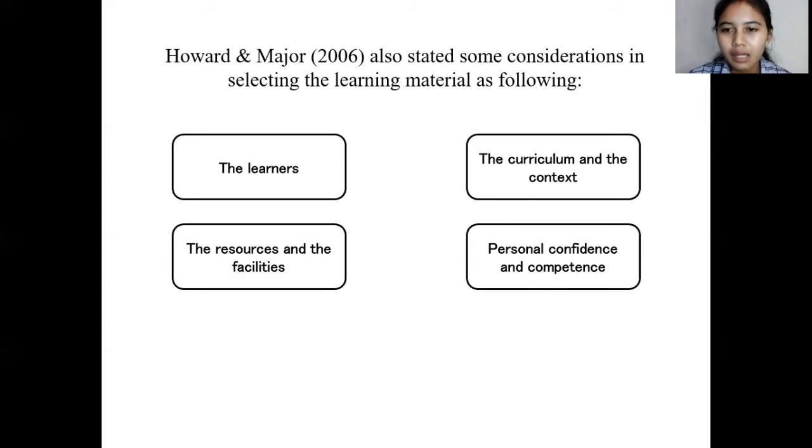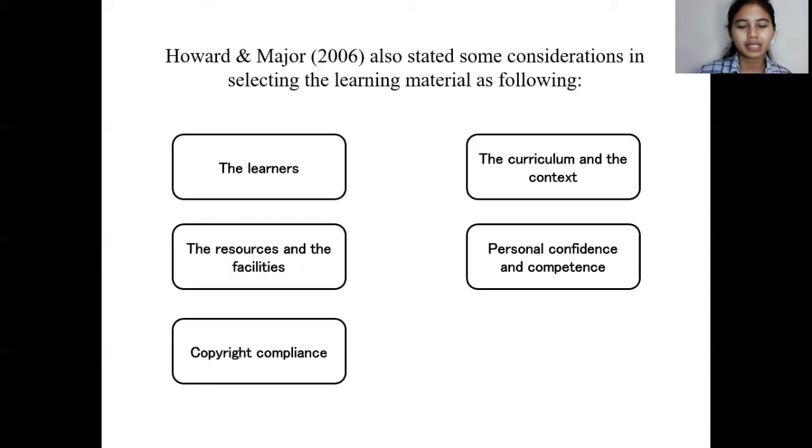Personal confidence and competence. Actually this is about the teacher's individual behavior. When teachers are confident to deliver the material and understand the material very well, the learners will learn a lot from them.